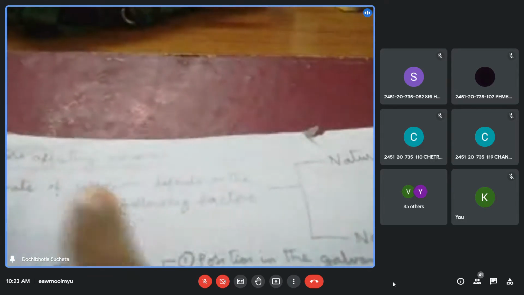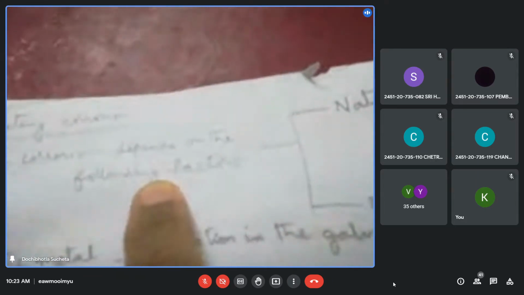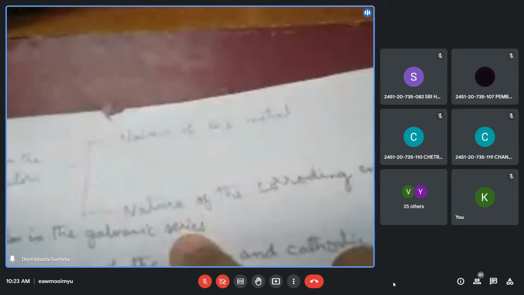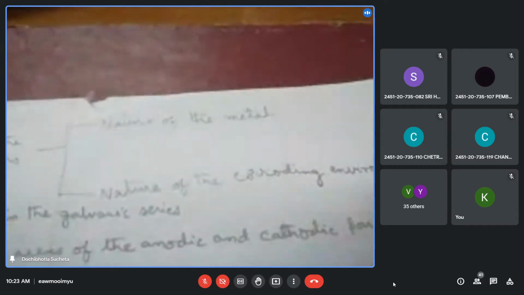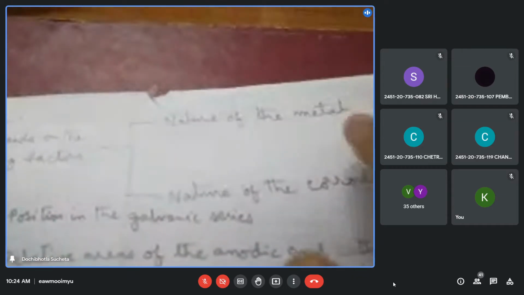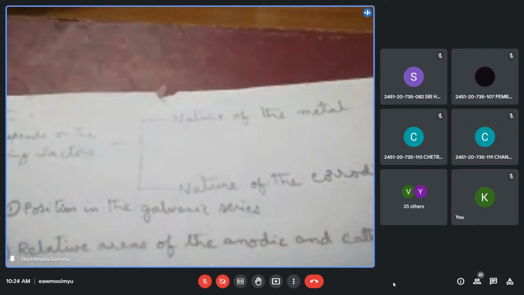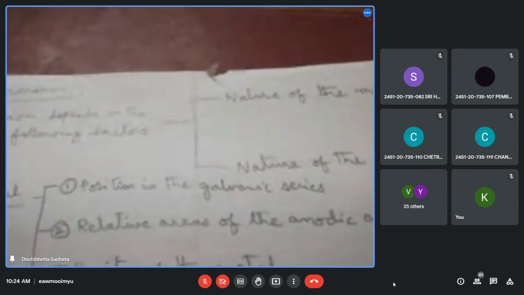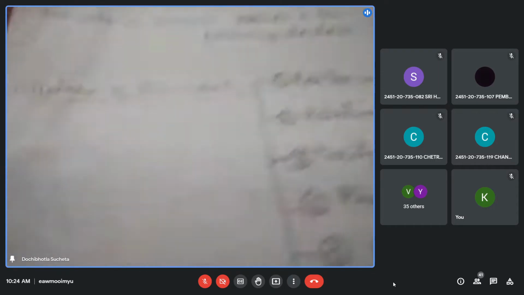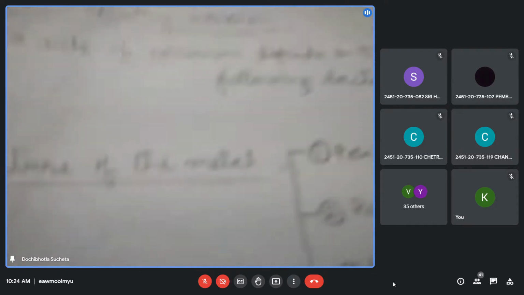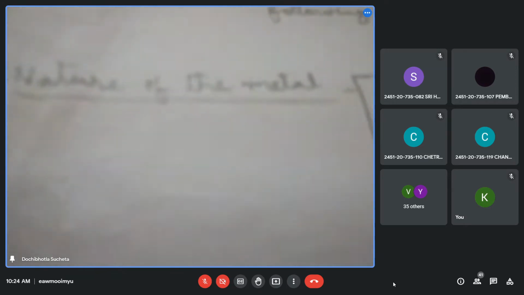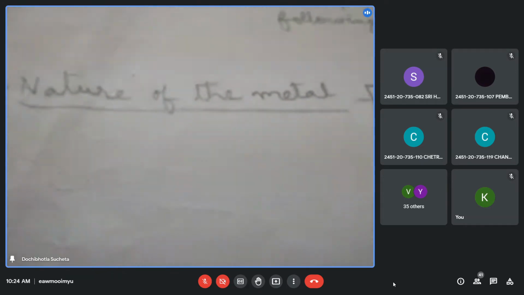Factors affecting corrosion. So the rate of corrosion depends on the following factors: nature of the metal and nature of the corroding environment. So these two are the factors that mainly dictate the rate of corrosion. That's the first point. Now what's the second point? Now I want to focus on the nature of the metal. That's the second point, right?